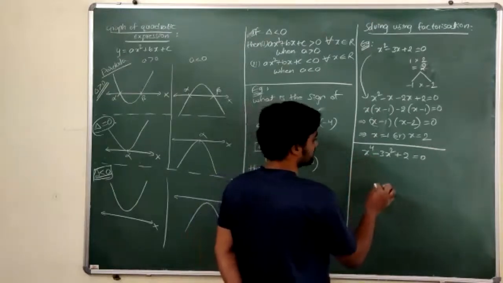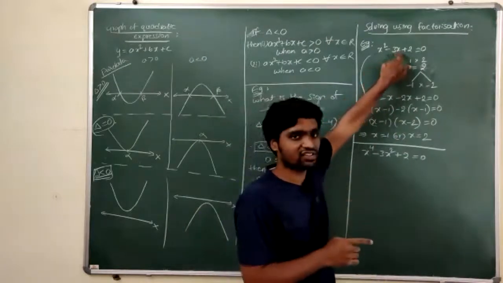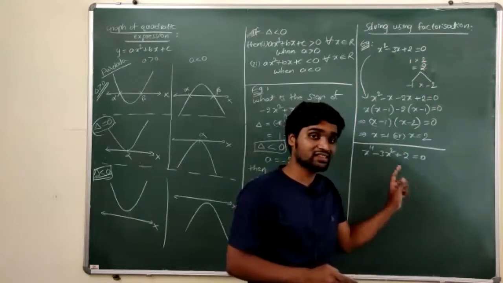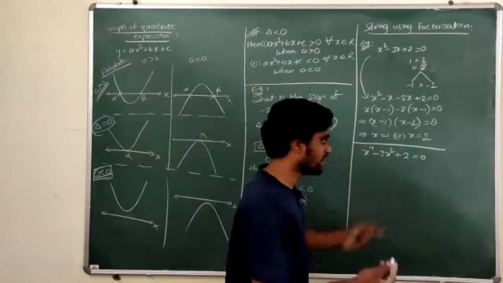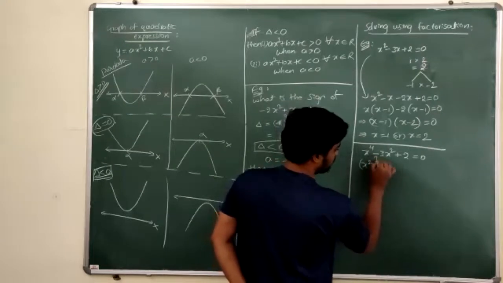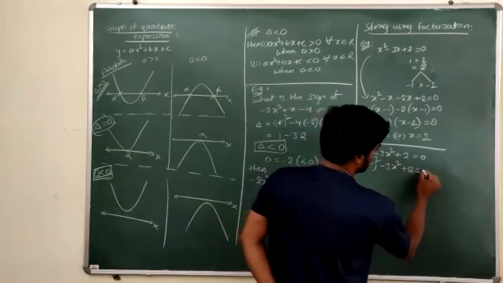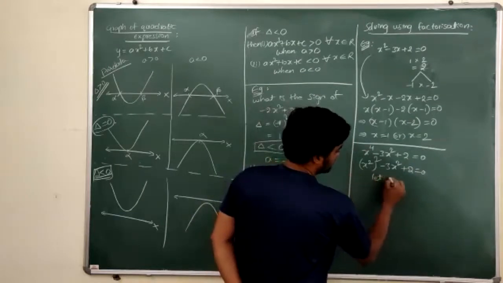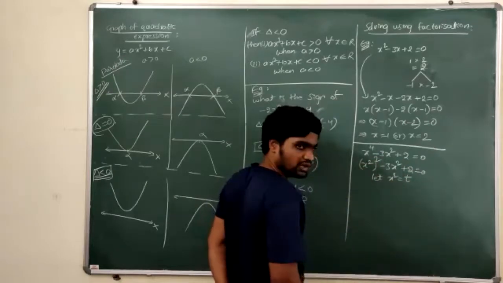Now what I'll do is, see, this is a quadratic equation in x, but this is not. This is not a quadratic equation in x. This is a quadratic equation in x square. Now how I'll write this is (x square) whole square minus 3x square plus 2 is equal to 0. Now let x square be equal to t.